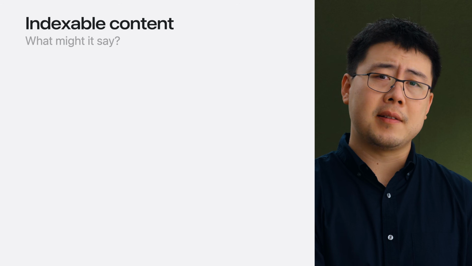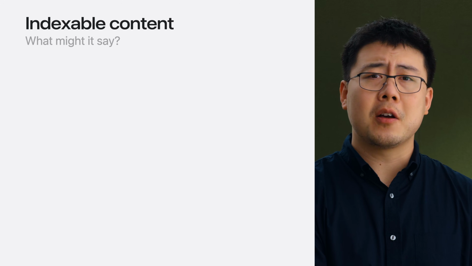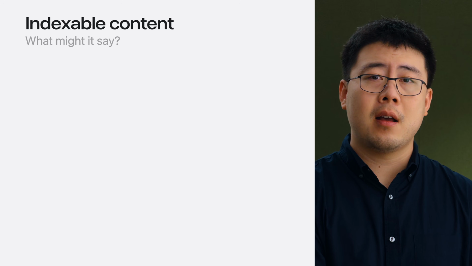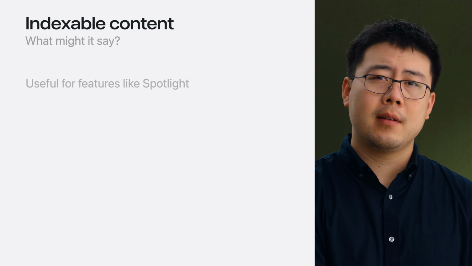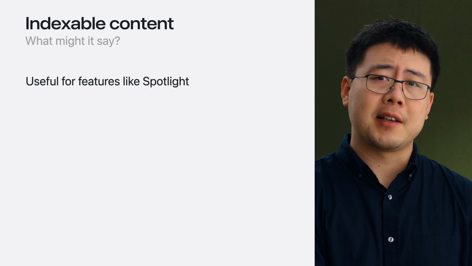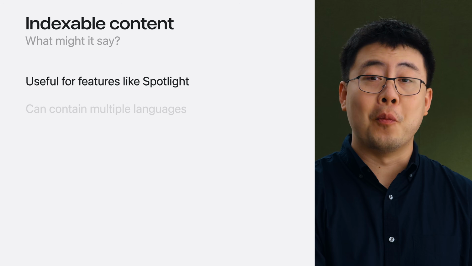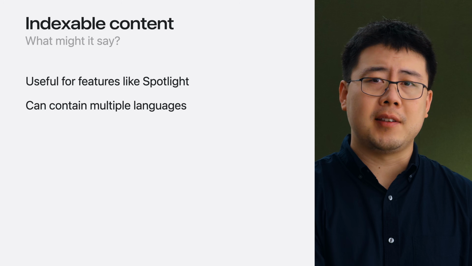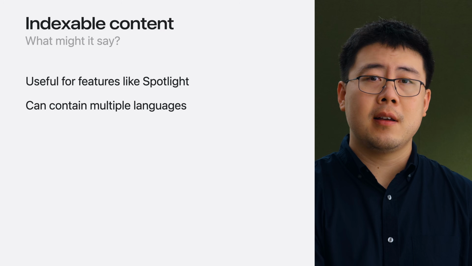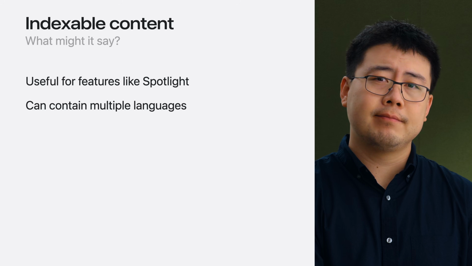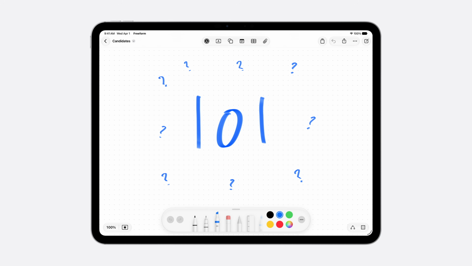The next API is indexableContent. It provides a single string representing the contents of the entire drawing. This is particularly useful for features like Spotlight search. When multiple languages are active, indexable content may contain results in more than one of those languages. When handwriting is ambiguous, you want all possible interpretations in your index, so users can find their contents regardless of what they search for. Is that 1 or lowercase l? Is that 1 or LOL?